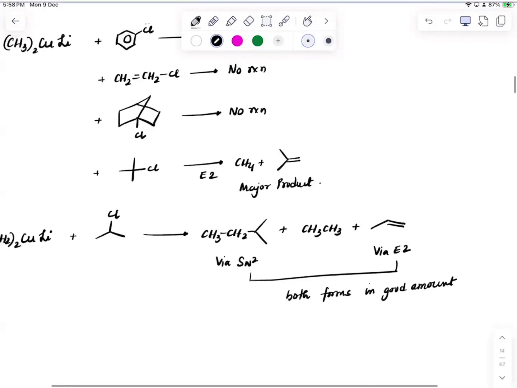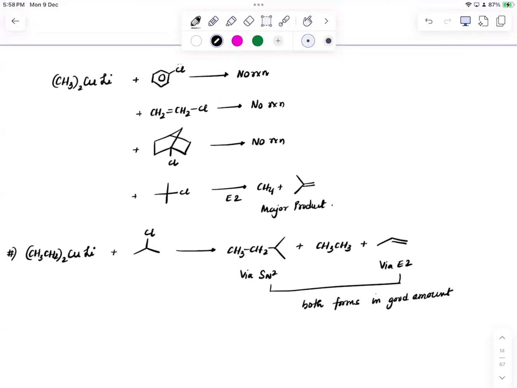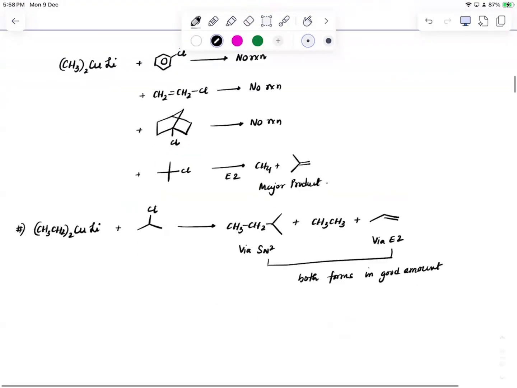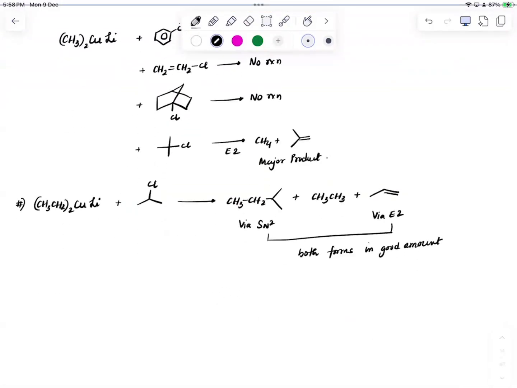If it is 3 degree, only E2. If it is 1 degree, majorly SN2. This is the Corey-House synthesis, how it is to be understood, in what cases, what product you need. Okay. I guess this part is clear enough.